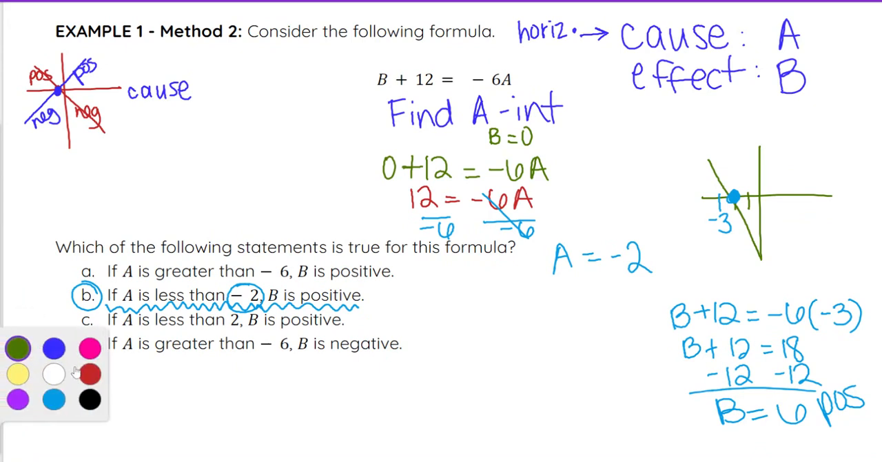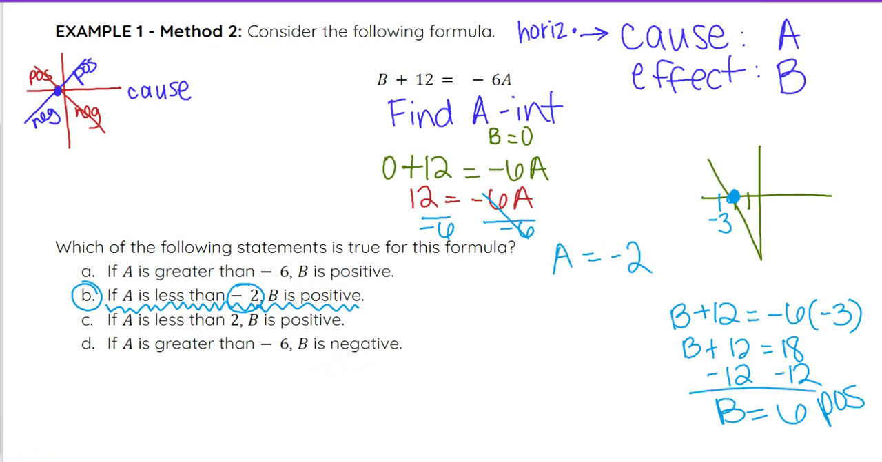I do want to point out in terms of plugging in points, some people might think, oh, I just pick, for example, in option A, if A is greater than negative 6, I just plug in a number, and if it's positive, then that is correct. Keep in mind that these answers, these choices could be partially correct. So you can't necessarily just plug in and say, oh, it worked for that one number, so that automatically works.